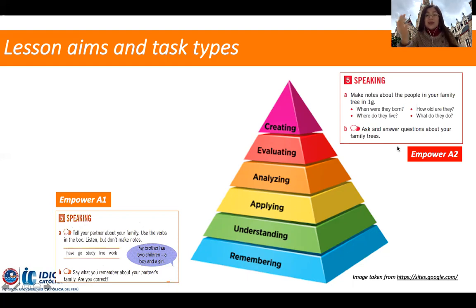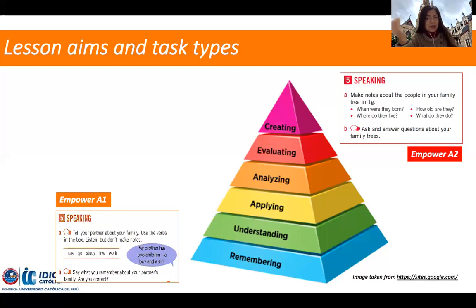However, an A2 student is a bit higher in the pyramid, and the task proposed is different. Here it says, make notes about the people in your family, and they have some questions there. When were they born? Where do they live? How old are they? What do they do? Okay. Ask and answer questions about your family trees. So here they have to ask questions, right? They have to produce, right?